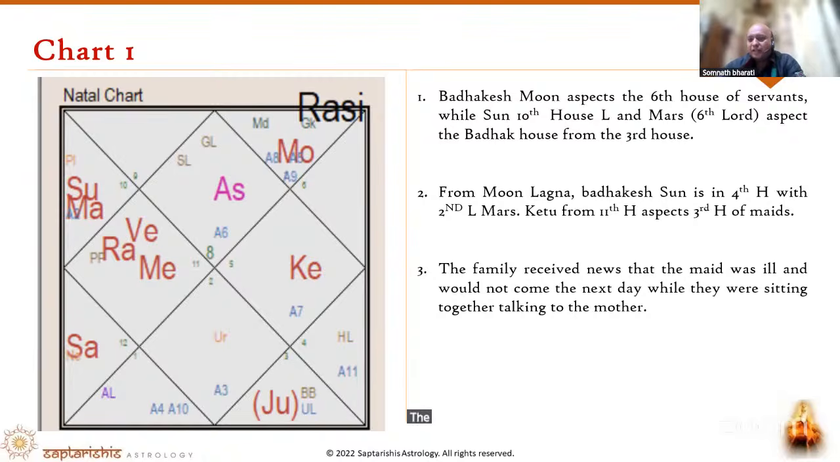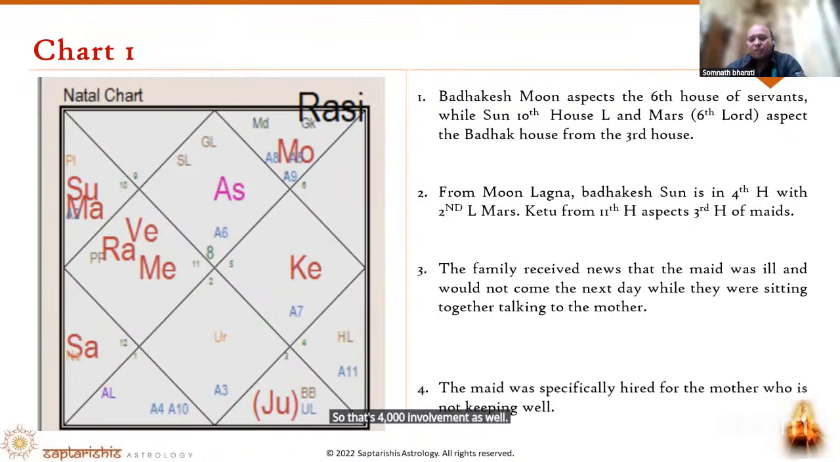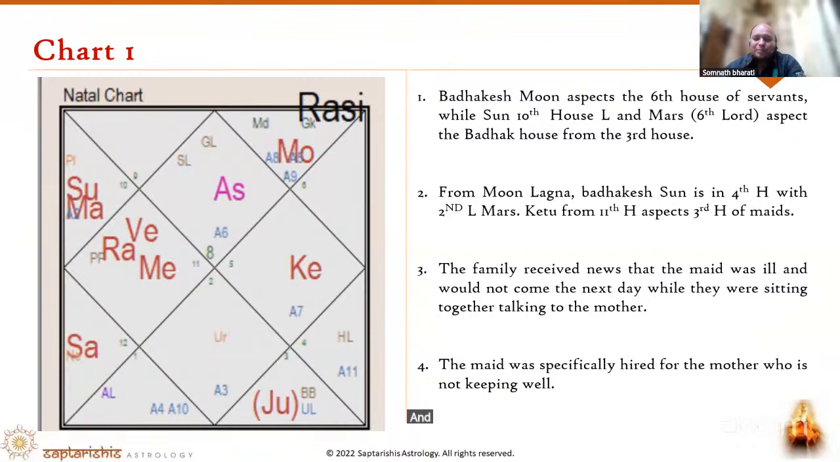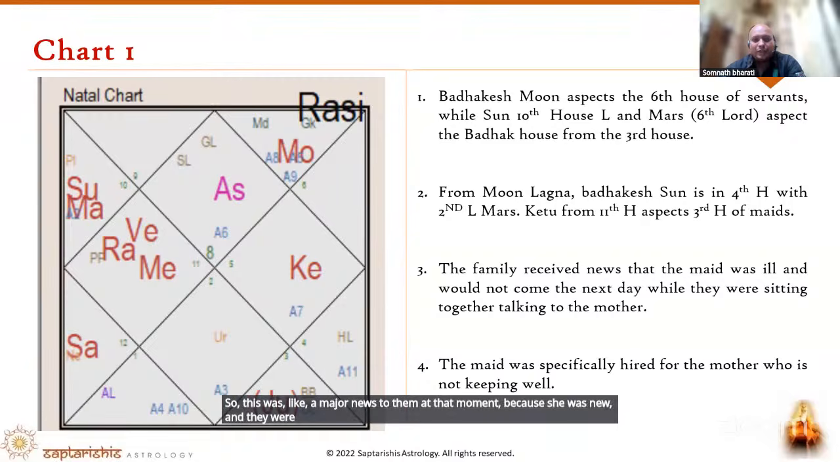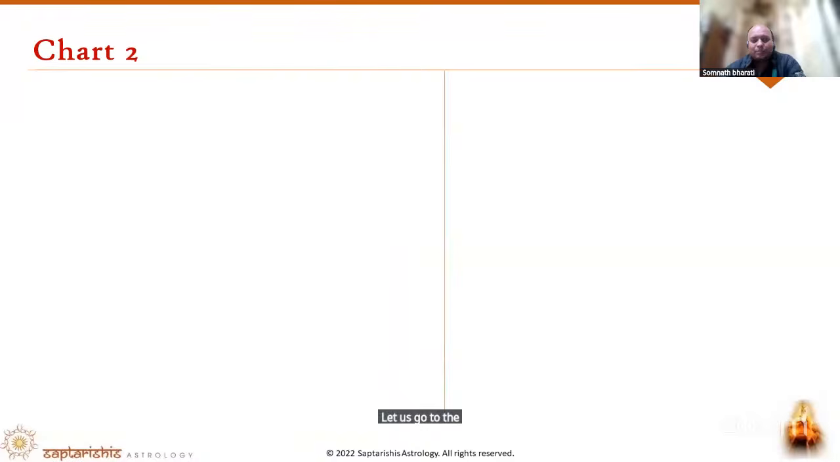The family received the news that the maid was ill and would not come the next day while they were sitting together talking to the mother. So that's the fourth house involvement as well. And this maid was specifically hired for the mother who is not keeping well. So this was like a major news to them at that moment because she was new and they were really dependent on her. Let us go to the next example.